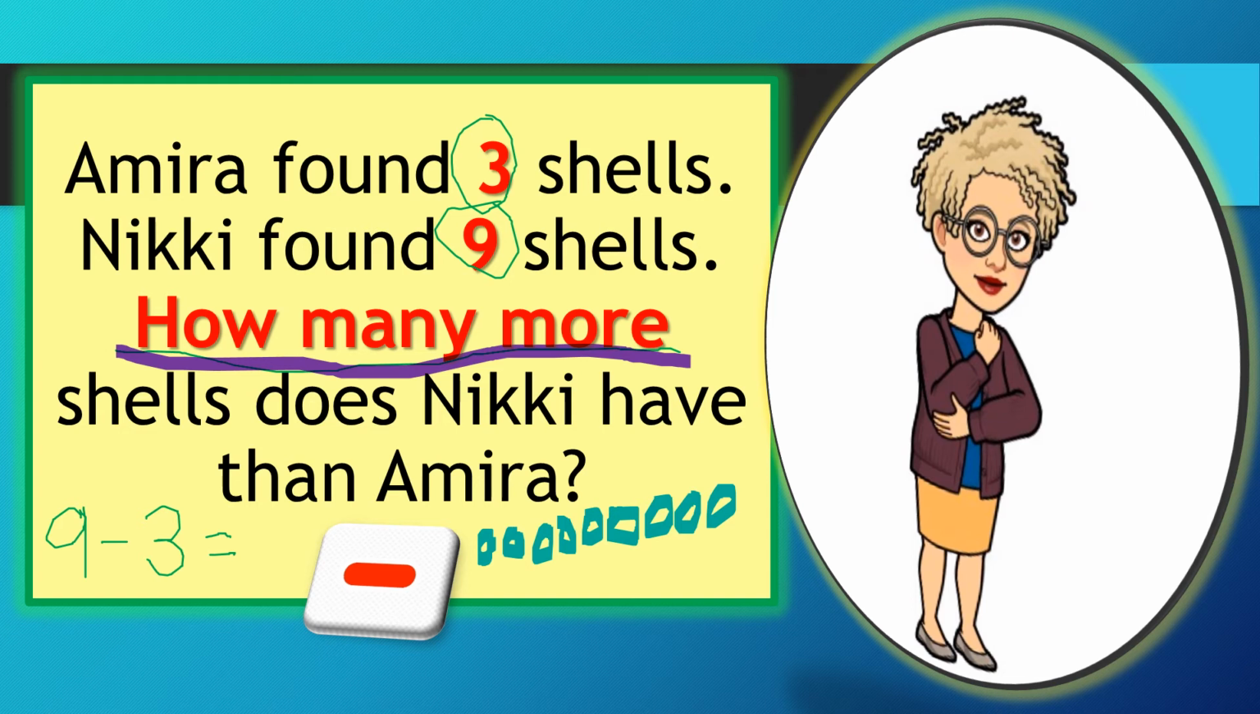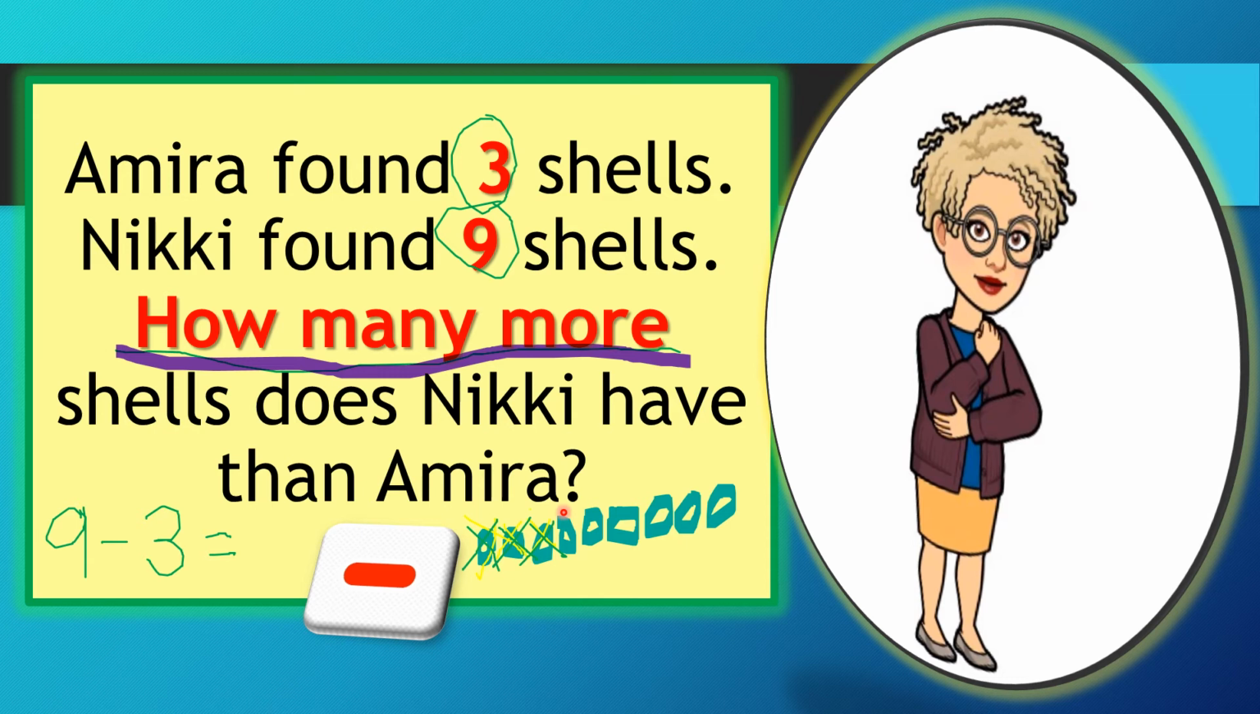If you said draw X's on the circles, you are one smarty pants. In this case, our job is to take away 3 of the circles. So here we go. 1, 2, 3. We put X's on 3 of them. It is also our job now to count how many are left without X's on them.